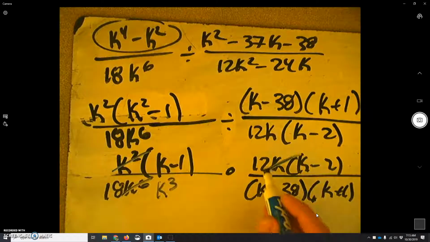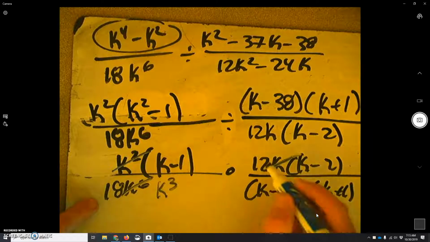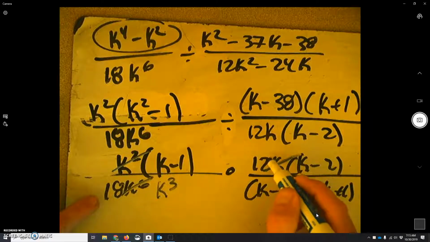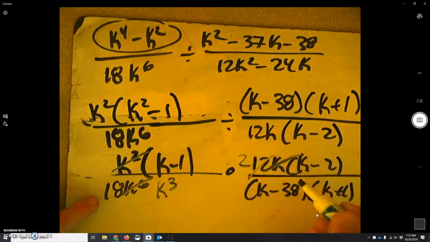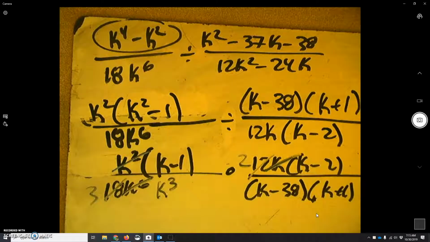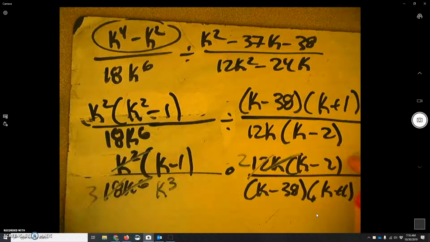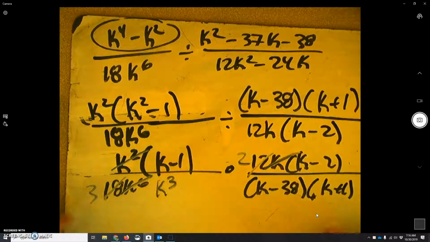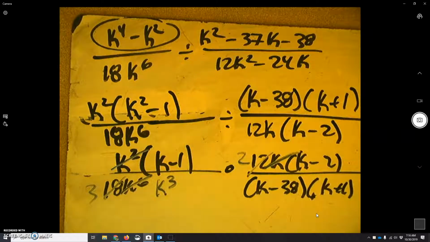And then we have a 12 and an 18. We can cancel, we can pull a 6 out. So if you divide both by 6, we get 2 left over up here, and we get 3 left over down the bottom. So I think the answer is just going to be k minus 1 times k minus 2 times 3k cubed times k minus 38 times k plus 1. The bad values are going to be 0 from right here, positive 38, and negative 1.